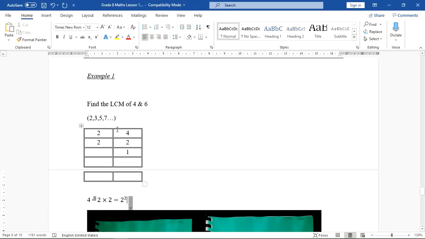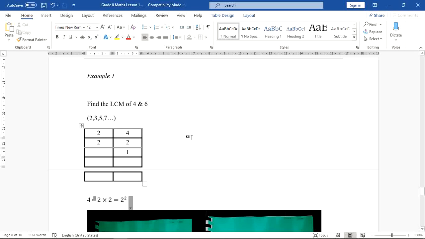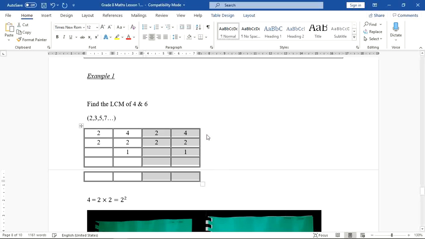We do the same thing with number 6. This time I'm going to write 6 as a product of its prime factors. So I'll put number 6 here. The smallest prime factor that can divide 6 is 2. 2 goes into 6 how many times? 3 times. Smallest prime factor that can go into 3. Can 2 go into 3? No. 3 goes into itself how many times? 1 time.